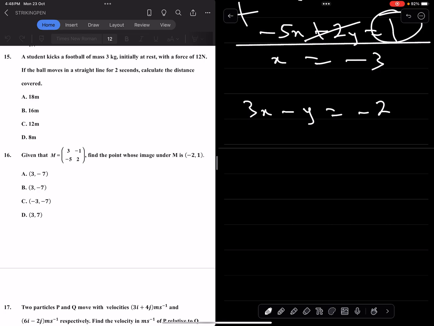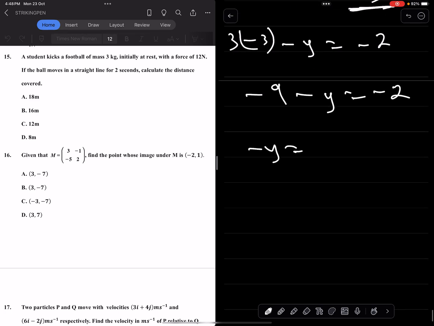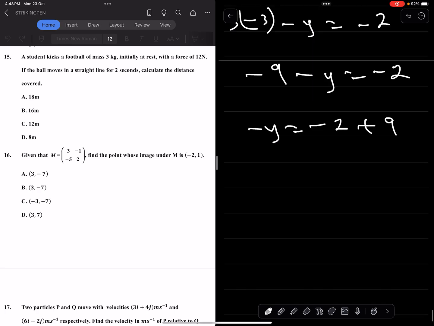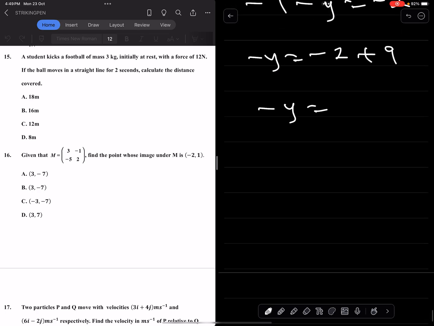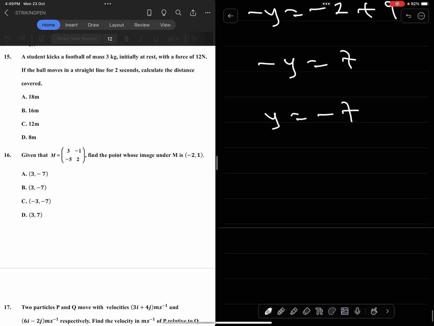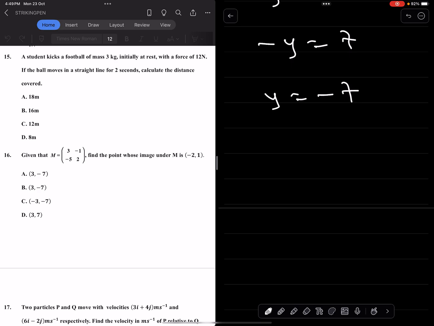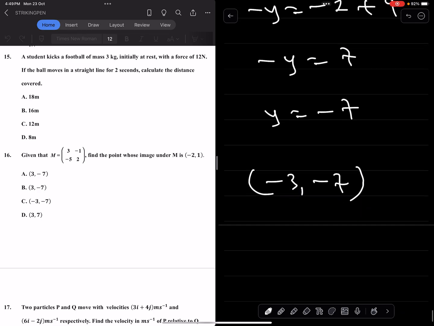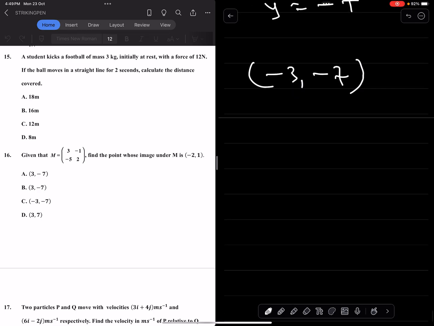And I already know that x is minus 3, so I can write minus 3 here. 3 times minus 3 minus y equals minus 2. And that simply means minus 9 minus y equals minus 2, which means minus y equals minus 2 plus 9. And that means minus y equals 7, which means y equals minus 7. Therefore, the point whose image under M is minus 2, 1 is minus 3, minus 7. And the correct option is C.